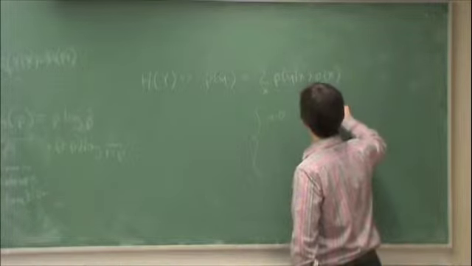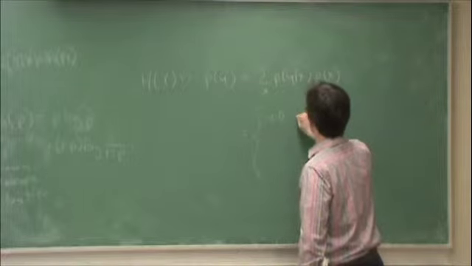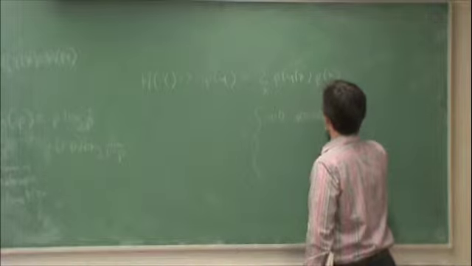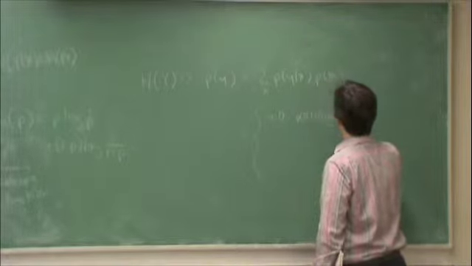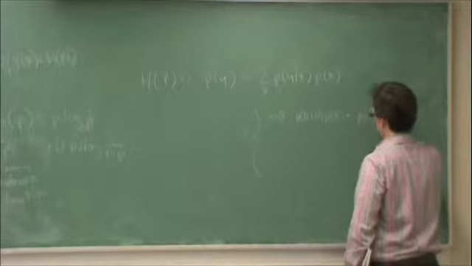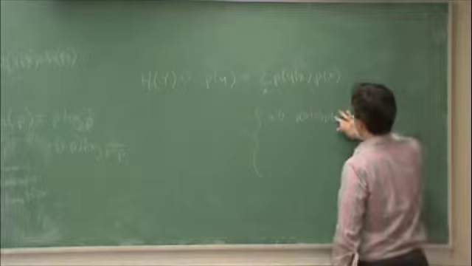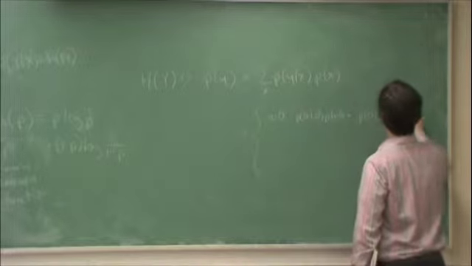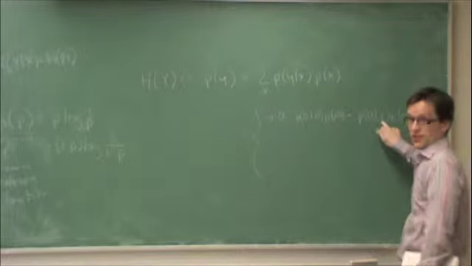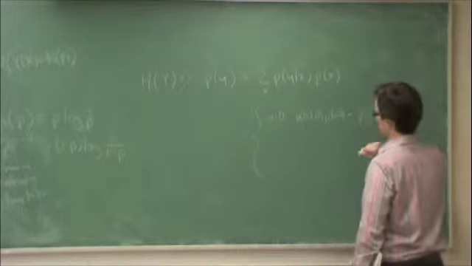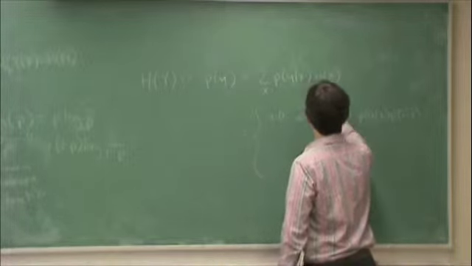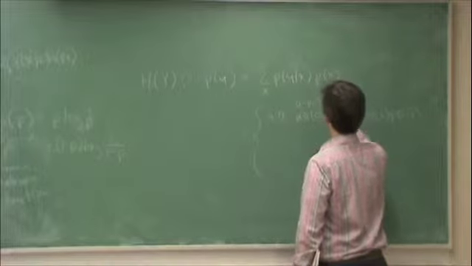I have p of y equals 0 given x is 0 times probability x is 0, plus probability y is 0 given x is 1, times probability x is 1. Let me make that explicit. Probability of getting a 0 out given a 1 goes in is 0. That term is 0. And I have this, which is 1 minus PE, times probability x equals 0.